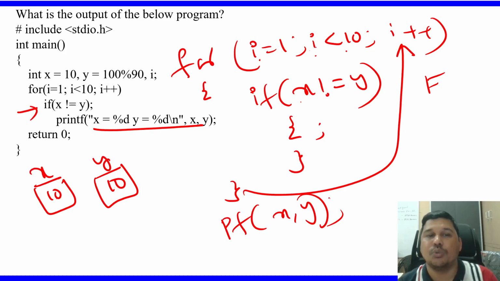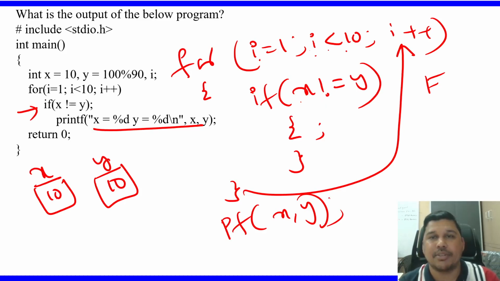I becomes 2. 2 less than 10, true. Is x not equal to y? 10 is not equal to y, false. Do nothing. From here, go. Because they are equal, and I'm checking whether it is not equal or not. It is equal. So this is false.